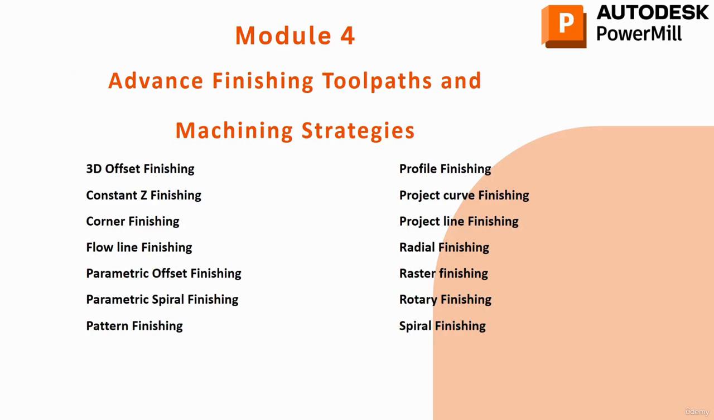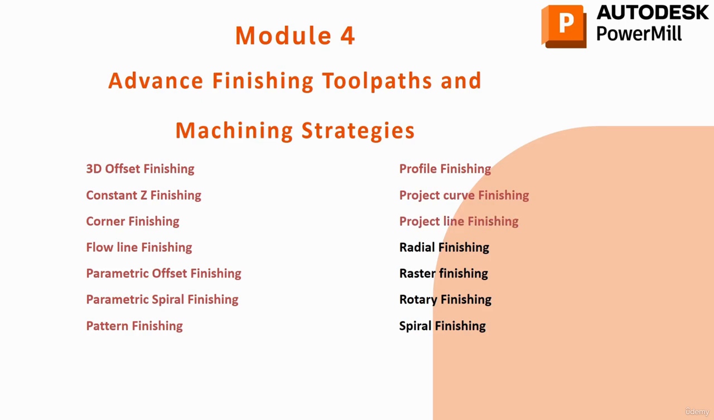So we have already started module number 4, which is all about advanced finishing toolpaths and machining strategies. And we have covered 3D offset finishing, constant Z finishing, corner finishing, raster finishing, parametric offset finishing, parametric spiral finishing, pattern finishing, profile finishing, project curve finishing, and line finishing.